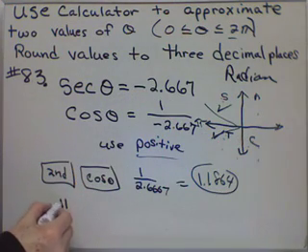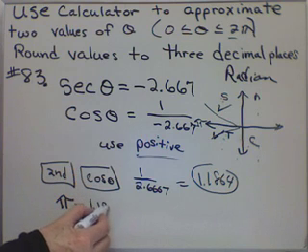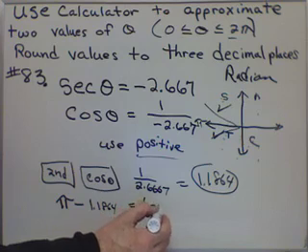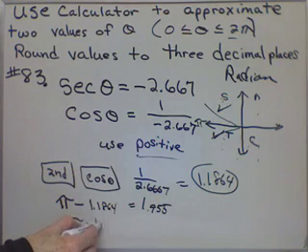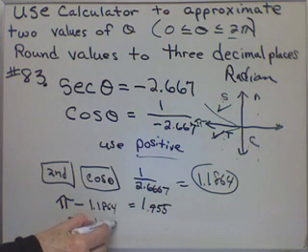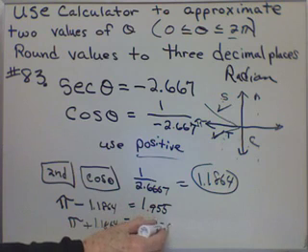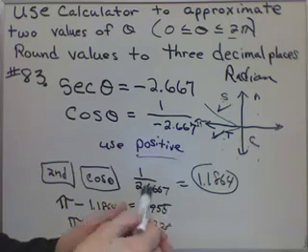So use the pi button and do pi minus 1.1864, and hopefully you get 1.955. There's one answer. And then pi plus 1.1864, and you should get 4.328. And those are the two answers to the problem.